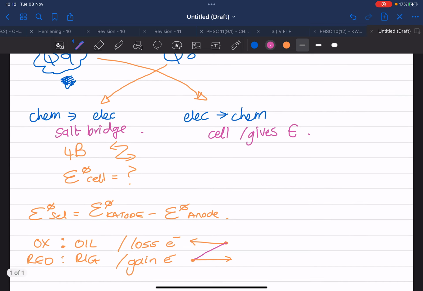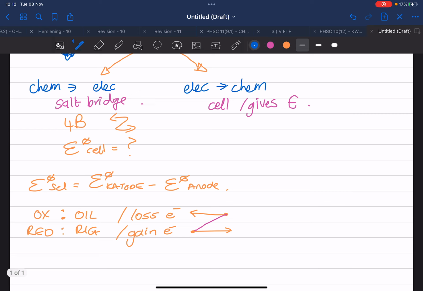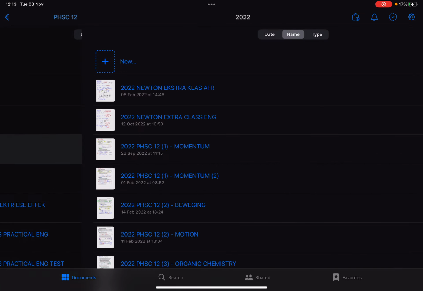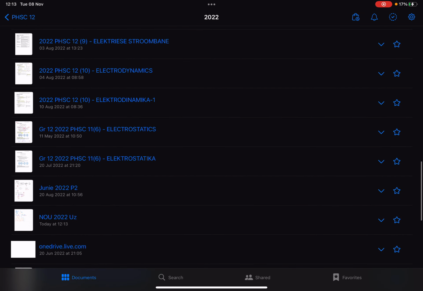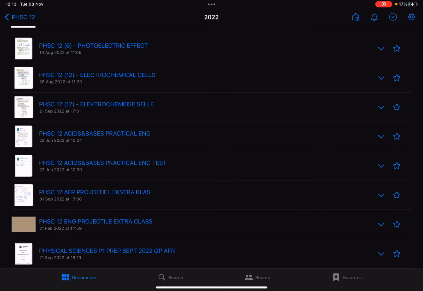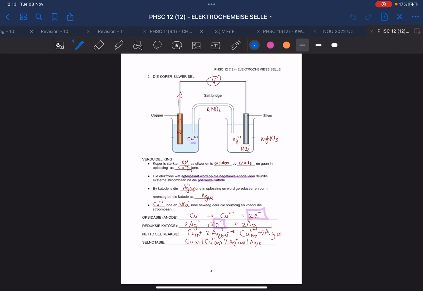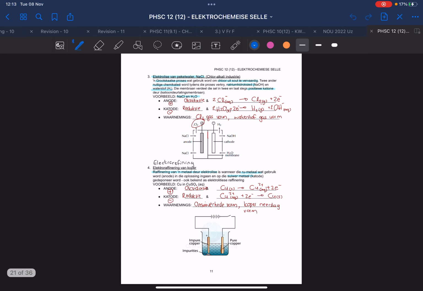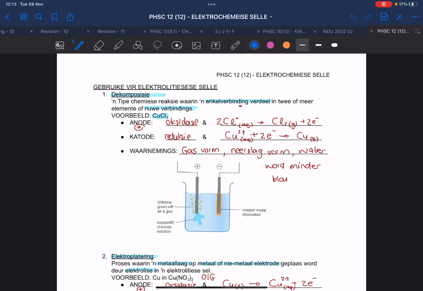Right, then this one. When we have a cell, or when we go from electrical to chemical energy. If you go to your notes, and some of you won't have your notes with you now, so it is not the end of the world. Then on page 10 there were a few examples, and those are the type of reactions that you can expect.